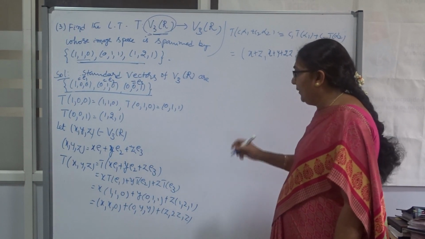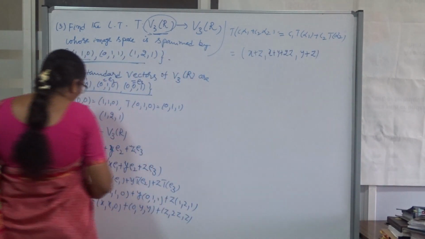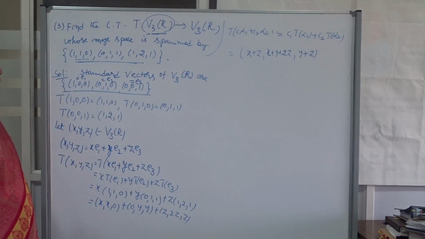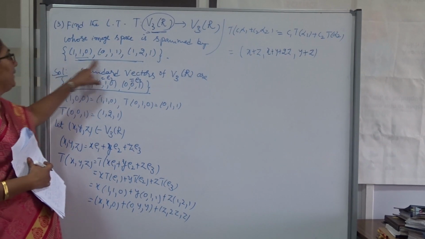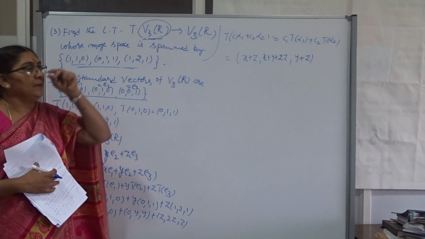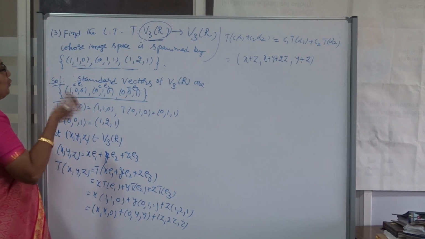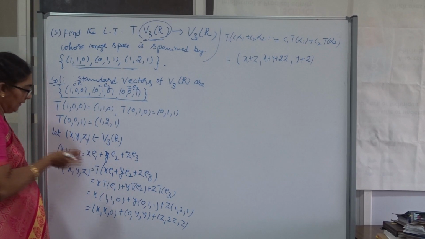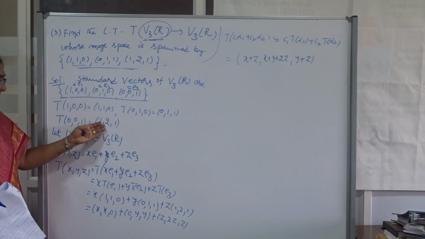This is a linear transformation function. T of (x, y, z) equals (x plus z, x plus y plus 2z, y plus z). Then only we get this, based on the standard basis vectors, these are the images in V3 of R. Now, they are going to ask this type of problem, how to find the linear transformation. This is a way to find the function. I think everyone is clear. First you assign the given images to the standard vectors.